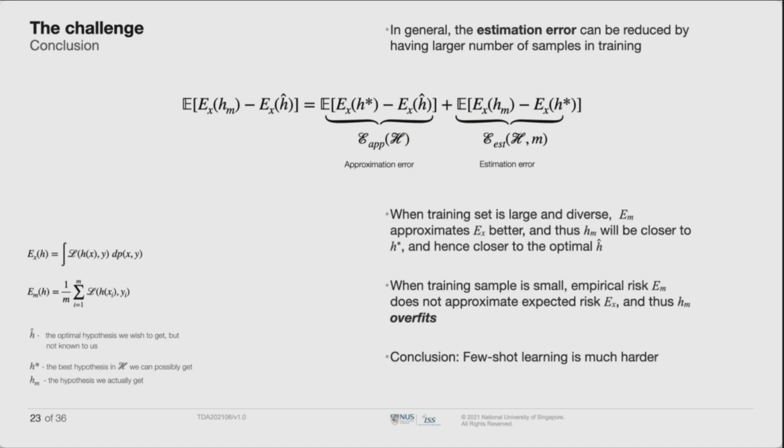First, to reduce the distance between the best hypothesis h asterisk and the optimal hypothesis h hat, we need to have a large model. At the same time, for a large model, we need to have a large and diverse data set. If not, our model overfits. But we do not have the data and labels. We can see that in few-shot learning, we are heavily restricted by the limitation of data.